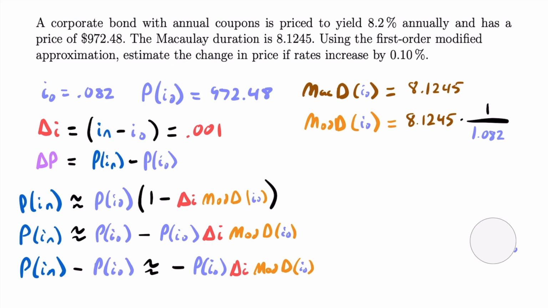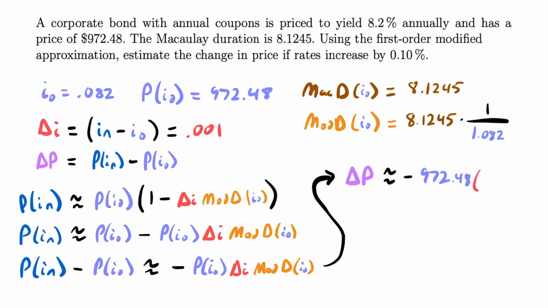All right, so now let's work on that. We want to calculate our estimated change in price. I'm going to do it right here. Our change in price, which is just this expression right here, the new price minus the original price, will be approximately equal to the negative original price, which is right here, $972.48, multiplied by delta I, which is 0.001. So we'll multiply by 0.001, and then we want to multiply by the modified duration using the original interest rate, which we have right here.